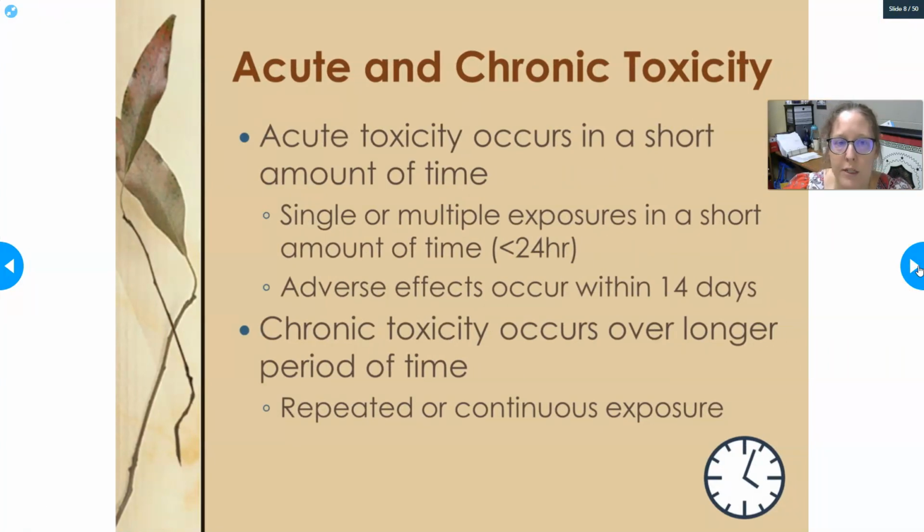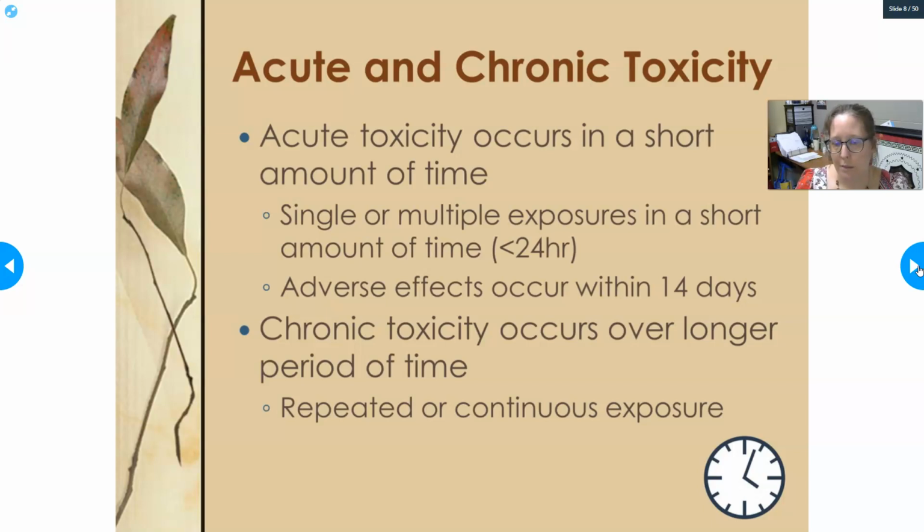Okay, so let's move on and talk about acute and chronic toxicity. Pretty standard here. Acute toxicity occurs in a short amount of time. You either get one or multiple exposures in less than 24 hours and see adverse effects within 2 weeks, or within 14 days. Chronic toxicity is a lot harder to pick up on because it's low-level exposure over long periods of time.